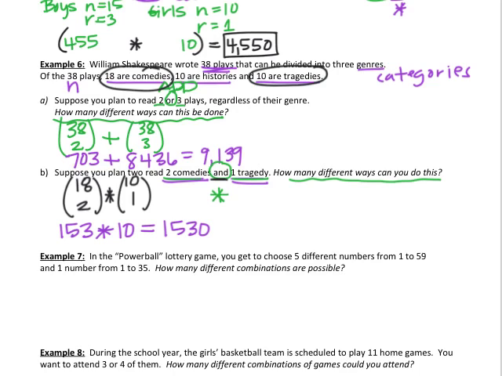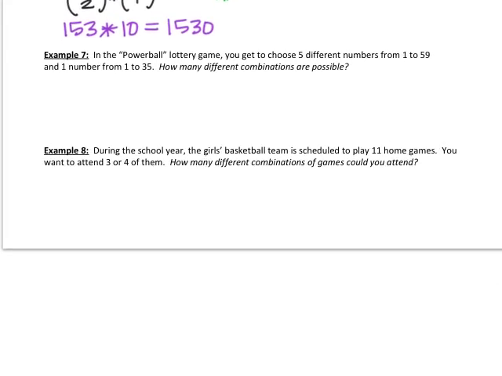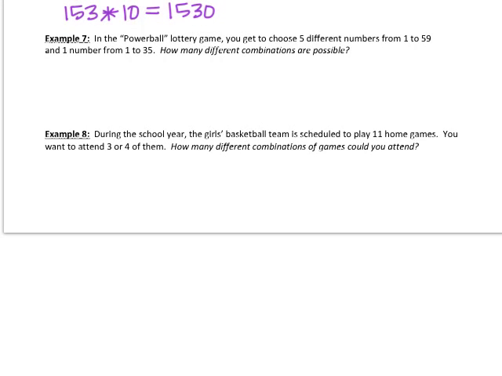All right, let's take a look at example 7. It says, in the Powerball lottery game, you get to choose 5 different numbers from numbers 1 through 59, and notice that this says and, which means multiply. You also get to choose one number from this set of numbers. So there are 35 to choose from. How many different combinations are possible?